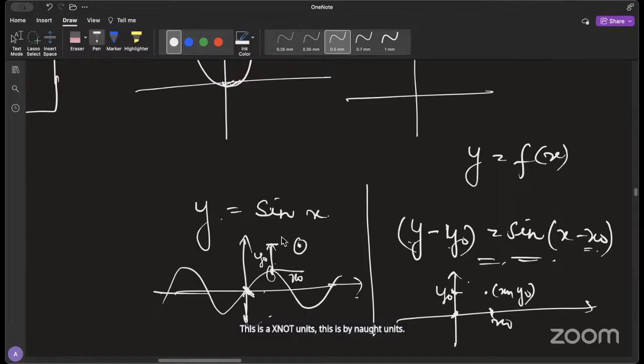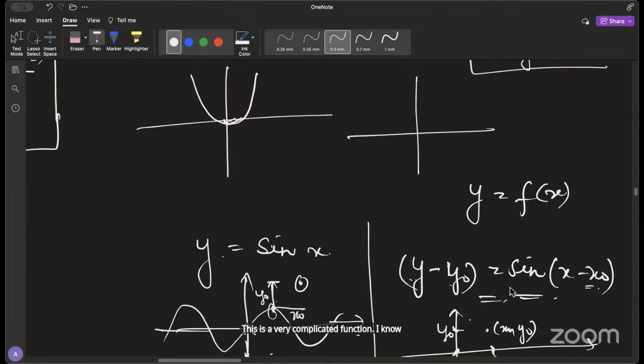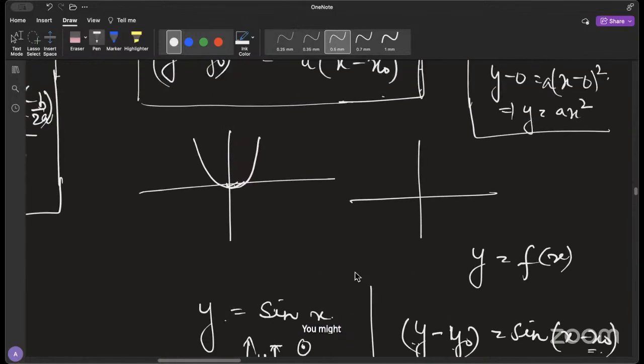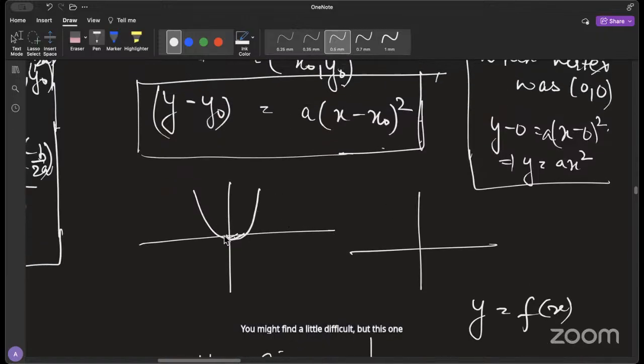So this is a very complicated function. I know you might find this a little difficult, but this one's just easy. If this is 0, 0, we know if I do minus y naught, then this shifts every point y naught units upwards, right? So where will 0, 0 get shifted? This point.